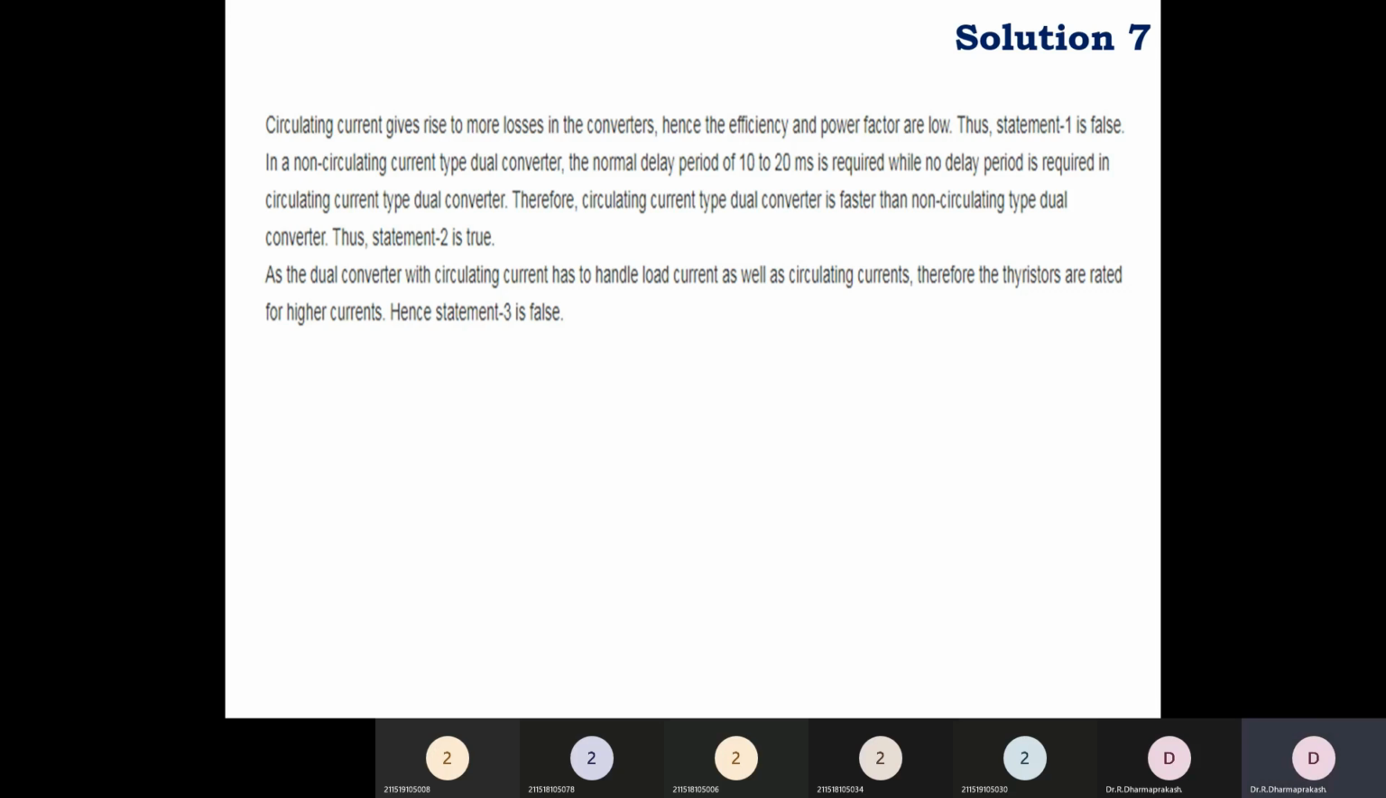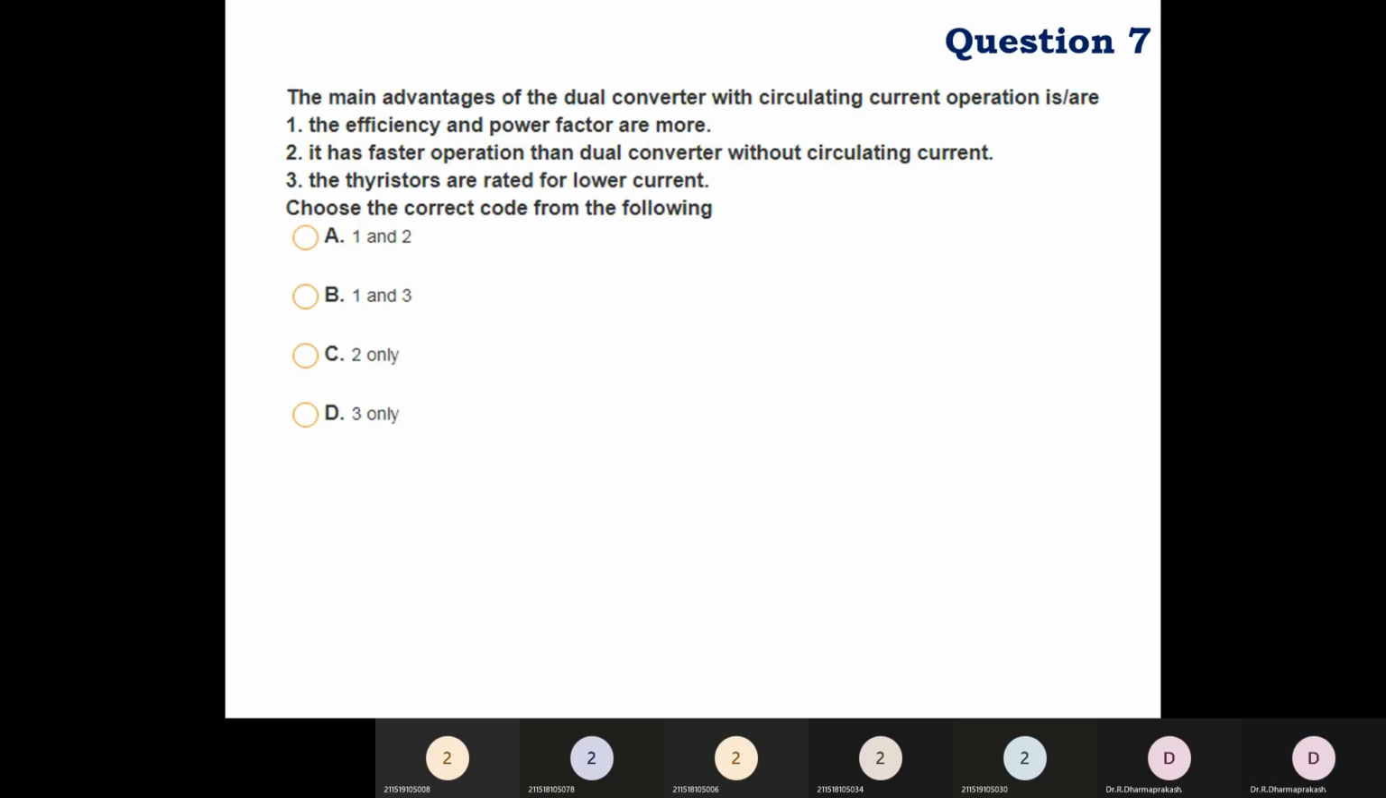And you have to inspect the third one. As the dual converter with circulating current has to handle load current as well as circulating currents, the thyristors are rated for higher currents. Hence, statement 3 is false. So, 1 is false, 2 is true, 3rd is false. Choose the correct code for this. Only 2 is true. So, option C is the right one.